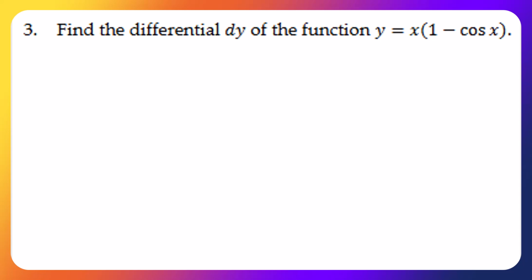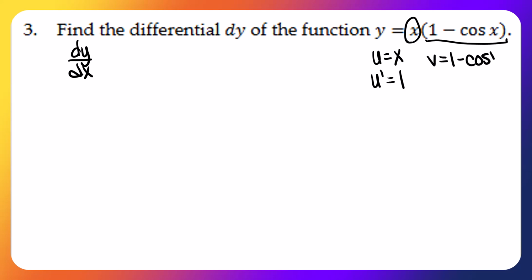On number 3, we want to find the differential dy. So remember, as we're finding that, we need to first find the derivative. As we look at this x times 1 minus cosine x, we know we're going to have to use the product rule. So let's think of u as x, which means u prime is 1. And then let's think of v as 1 minus cosine x, which means v prime would be sine x.